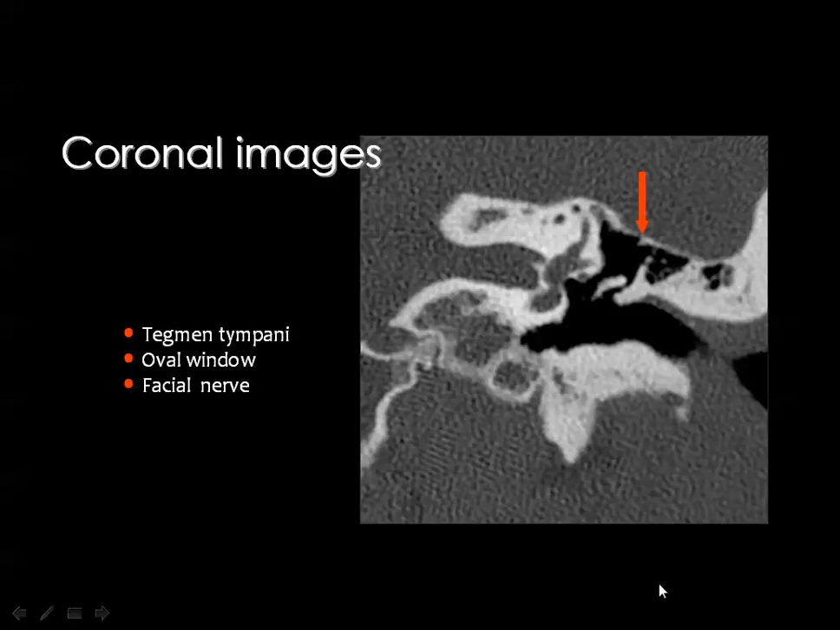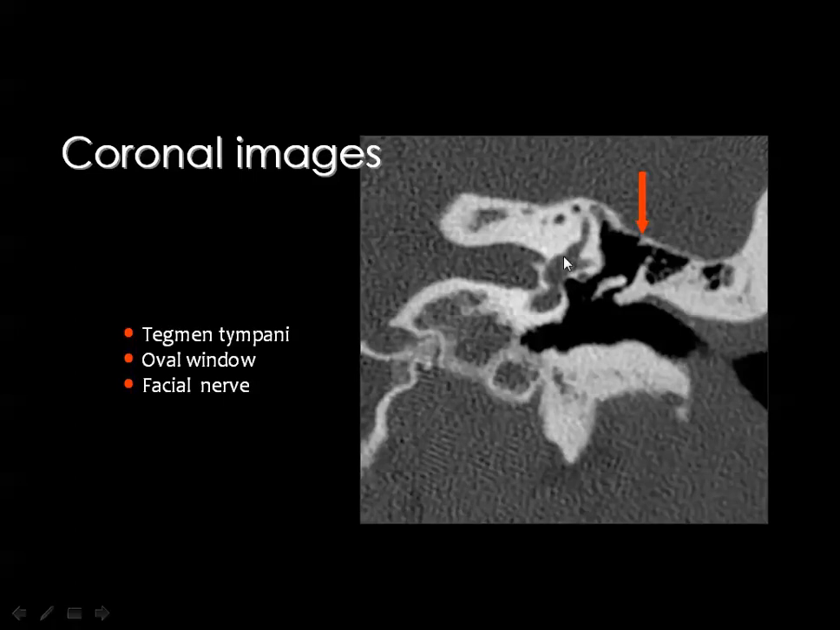Then, as I have said before, you can appreciate the site of the oval window better in the coronal images. You know, the oval window connects the middle ear cavity to the vestibule, and this is the site of the oval window, which is blocked here by the footplate of the stapes. Then, you know, the facial nerve is coming from the brainstem. It enters the internal auditory canal, then exits through the canal, and it forms the 2 limbs. Then the descending limb will pass below the lateral semicircular canal.